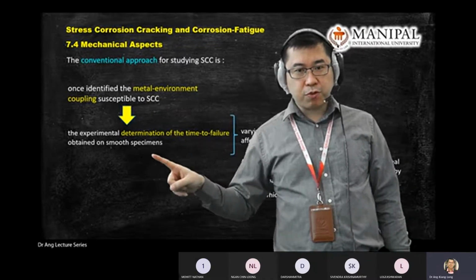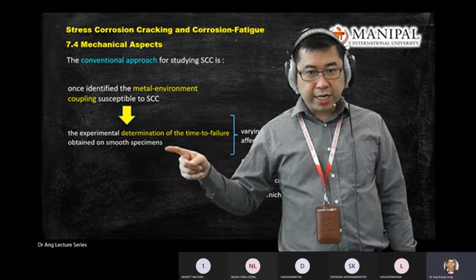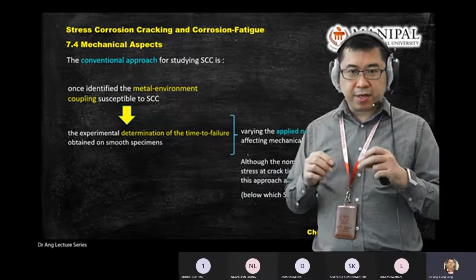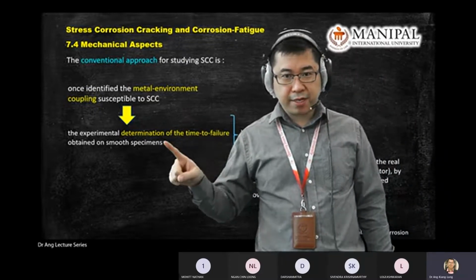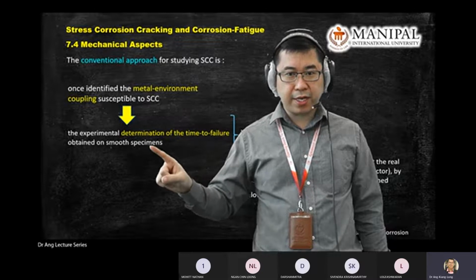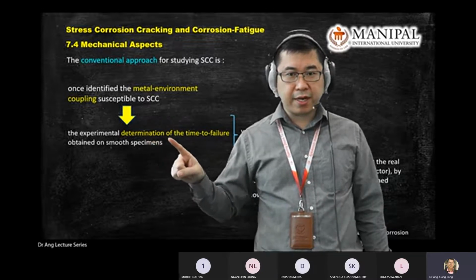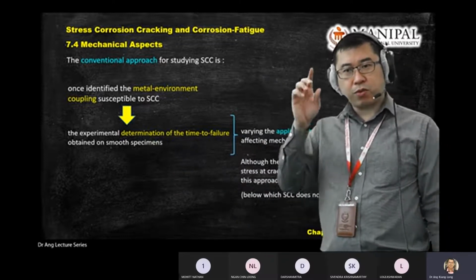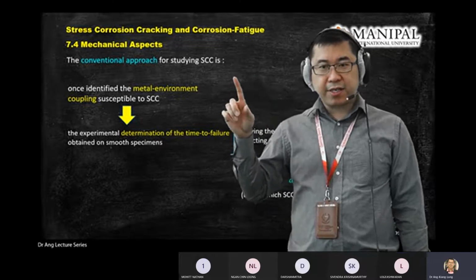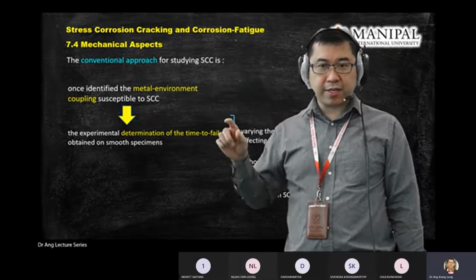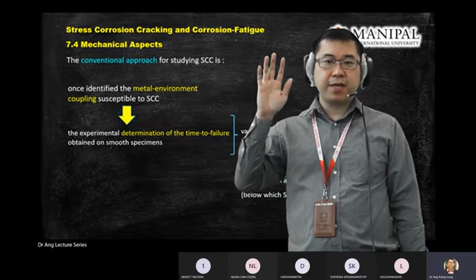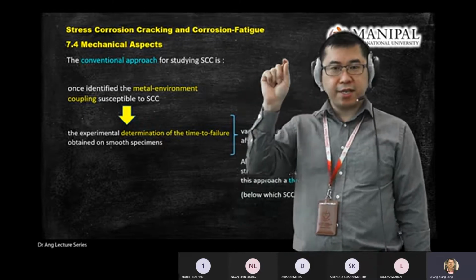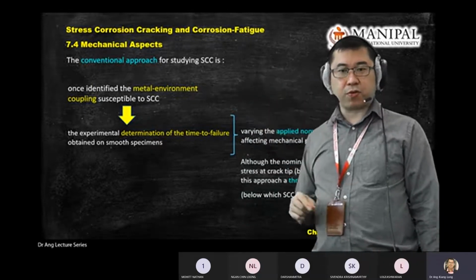Then after that, you use a smooth specimen to conduct the experiment under tensile stress. You set the material under tensile loading, then you see how long it takes to fail. There are some standards to test SCC, and later we look at all the standards. People have already written out all the steps. Let's say you want to do an SCC tensile test, there are specific steps you need to follow.